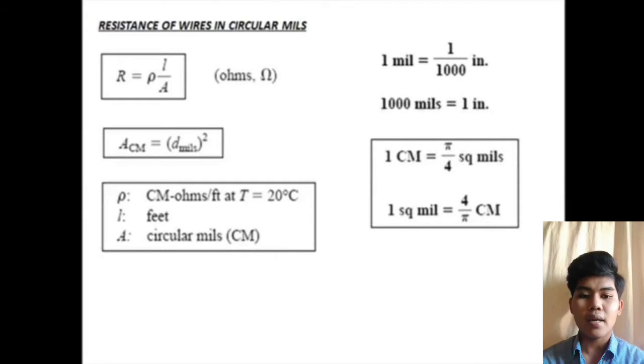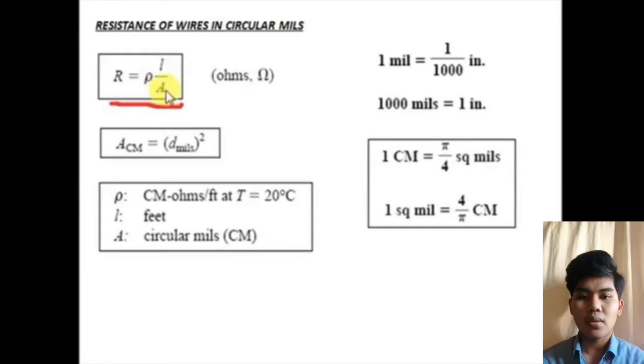Now, let us discuss the resistance of wires in circular mills. So, yung mga unit na ginagamit dito ay British, kasi 2 unit lang naman ang ginagamit sa topic na ito. Yun ay British at metric. So, ang formula ng resistance ay R is equals to rho L over A. R is the resistance, rho is the resistivity of the material. So, ito ay constant. Ang unit niya ay circular mil ohms per feet. So L is the length of the material and the A is the area.